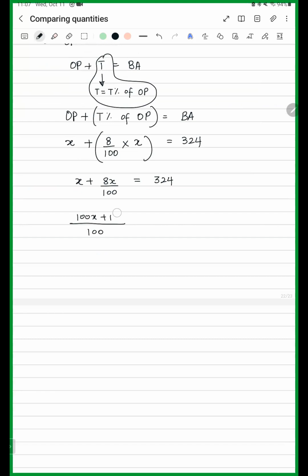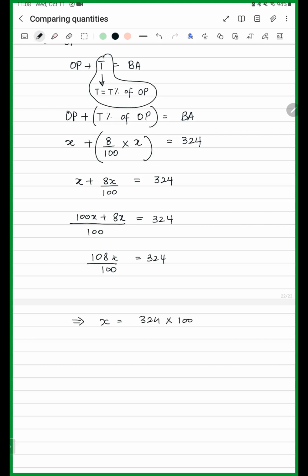Then we will bring them to the other side. So it will be 324 multiplied by 100 by 108. So you will write it like this. That implies x is equal to 324 into 100 by 108.